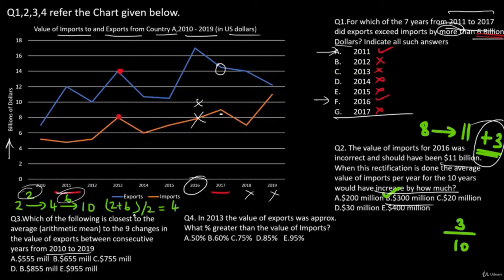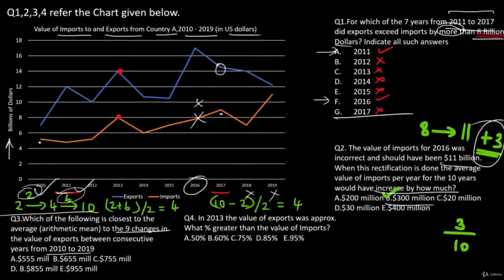Now another way is, if you consider the same example over here, if we change from 2 to 10, there is a change of 10 minus 2, which is 8, right? And then there are 2 changes. So you divide that 8 by 2, and that also is equal to 4. So this is the faster way, right? So over here, we have how many changes? We have 9 changes starting from 2010 going up to 2019, right?